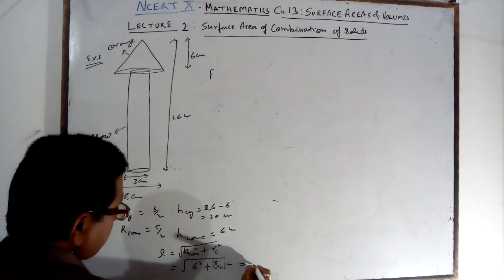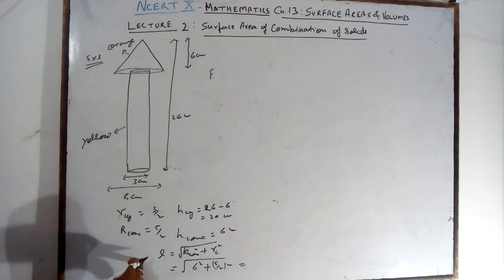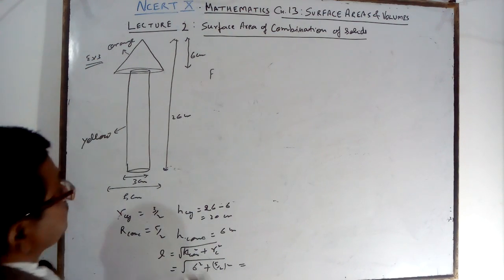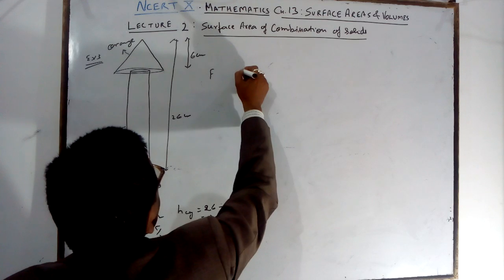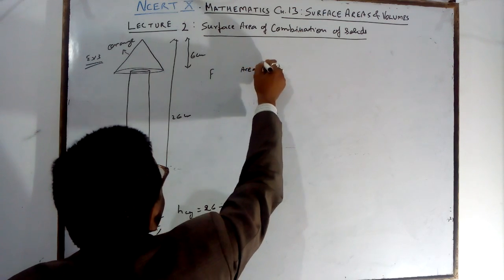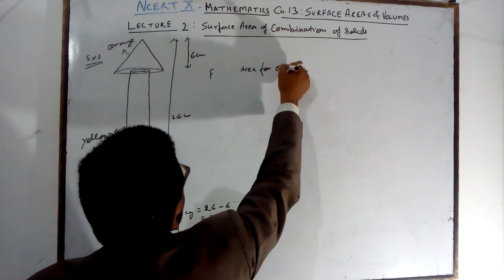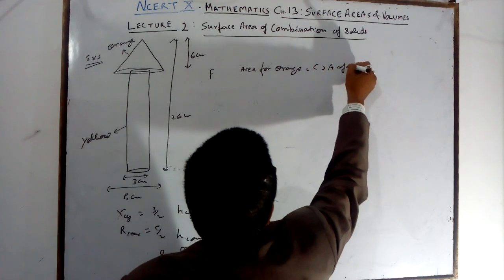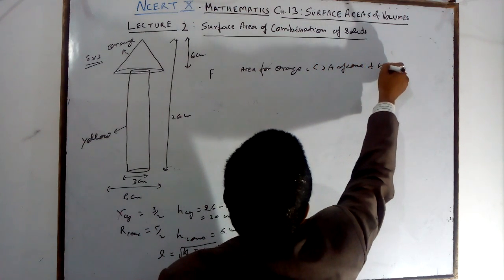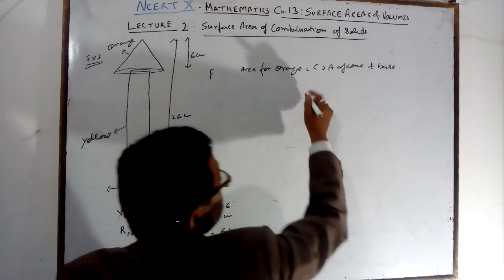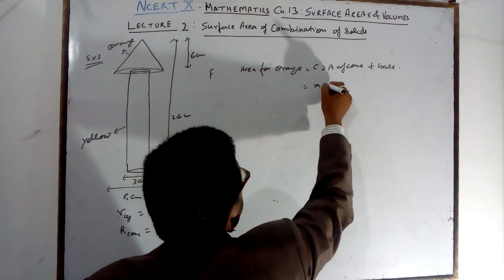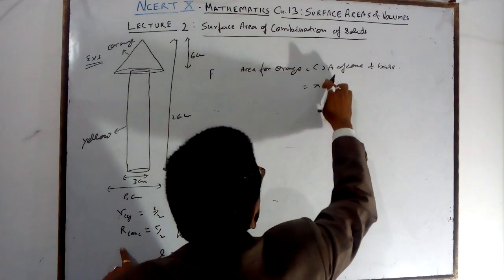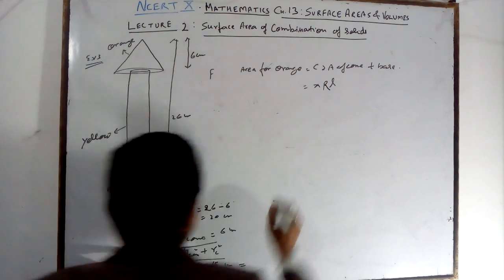You will find the slant height l, which is very important because of the curved surface area and area of the base, which is hollow. Area for orange is equal to CSA of cone plus base of the cone. CSA of cone is pi r l. Pi r l, capital R I have taken for the cone.